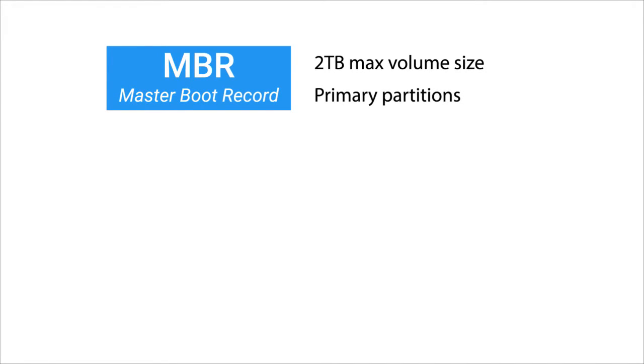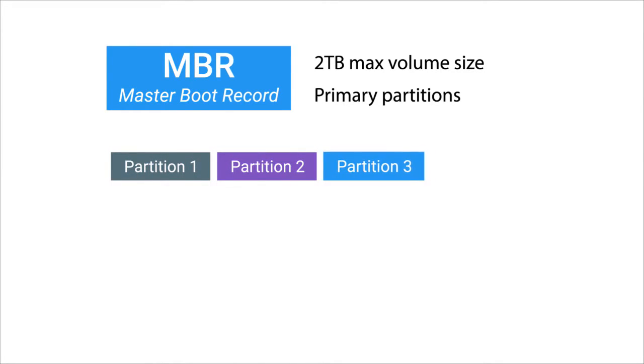MBR is a traditional partition table, and it's mostly used in the Windows OS. MBR only lets you have volume sizes of 2 terabytes or less. It also uses something called primary partitions. You can only have 4 primary partitions on a disk.